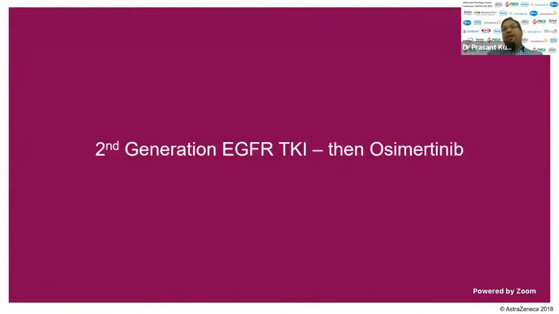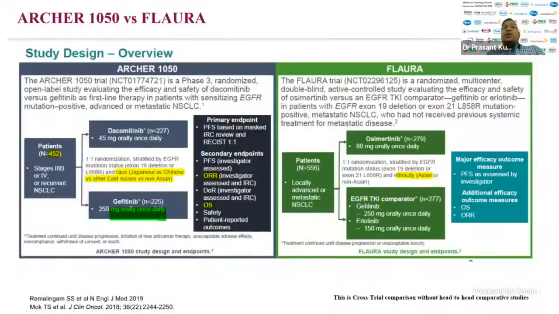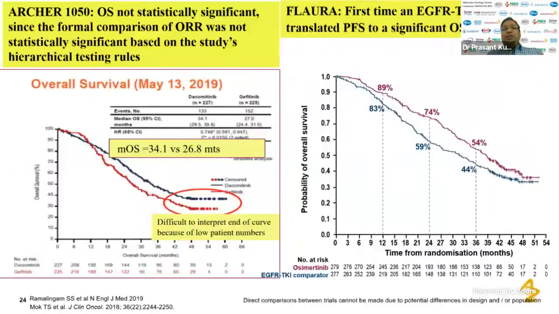Second generation TKI, especially after the ARCHER trial, dacomitinib, though the PFS advantage and OS is almost 34 months, there are several flaws in the trial, and it is more toxic. Even dose reduction was required in almost 66% of patients, and it excluded patients with CNS metastasis, even patients with stable CNS. The ARCHER trial excluded them.